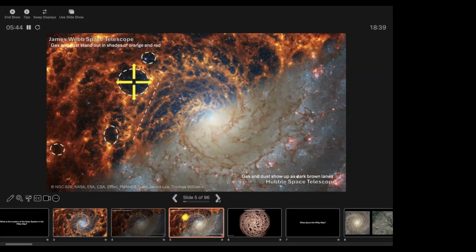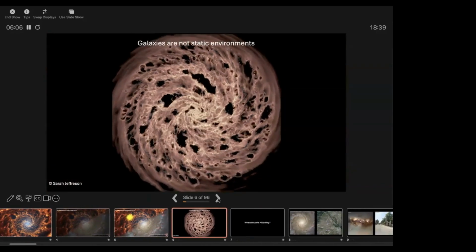And then you have also straight structures. This is another important thing that we have to keep in mind for this presentation, that we have bubbles and straight structures in galaxies. And another thing that we have to keep in mind is that this is just a photo of a galaxy, but in reality, galaxies are not static environments.